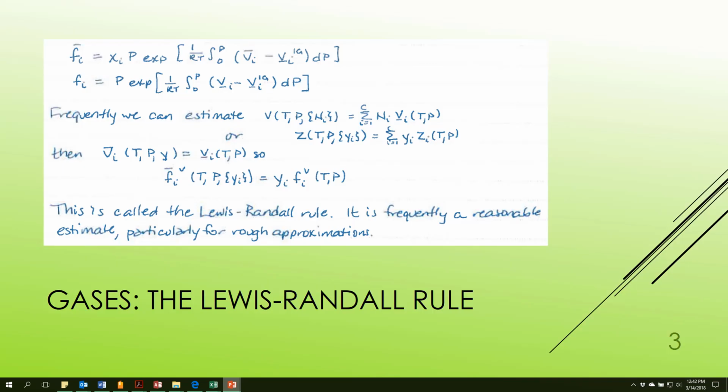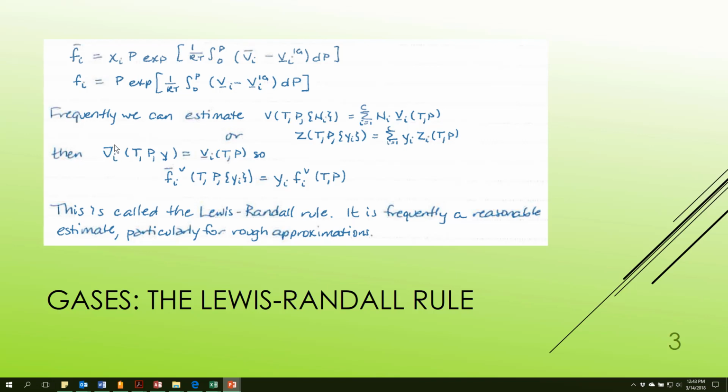So for gases, let's start by looking at our definitions for fugacity of a species in a mixture and compare that to the fugacity for the pure substance. They're very similar relationships, and in fact, we frequently are able to relate these two to each other. Now, we can often estimate that the mixture is essentially an ideal mixture, and relationships for ideal mixtures are written here for volume and for the Z, the compressibility factor.